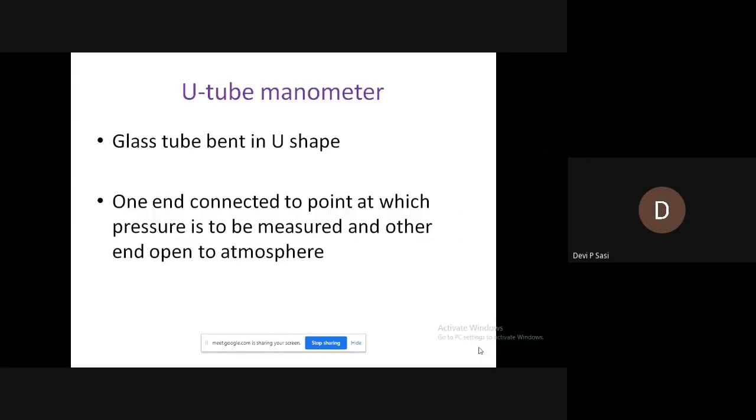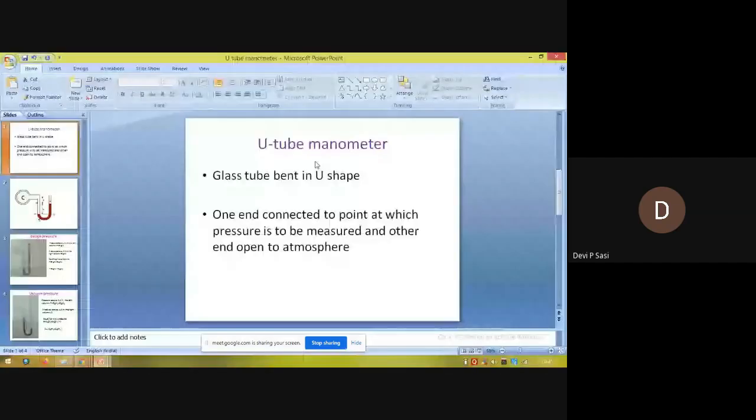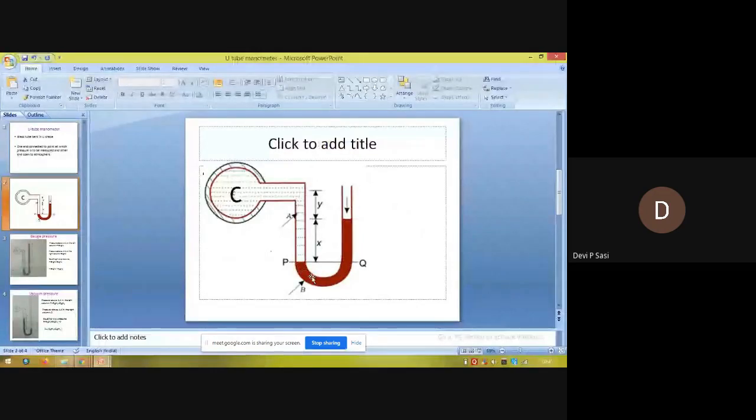Today we are going to learn about the U-tube manometer. As you know, a manometer is a device used for finding the fluid pressure. A U-tube manometer is a glass tube which is bent in U shape.